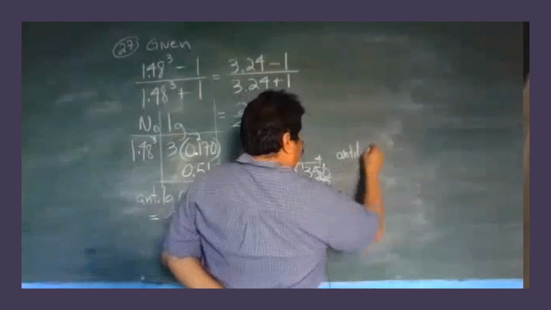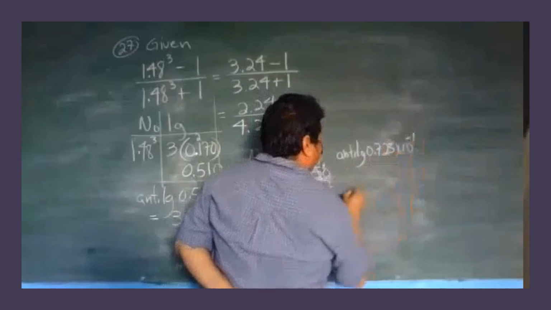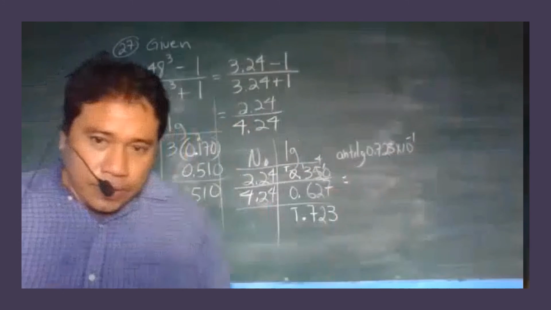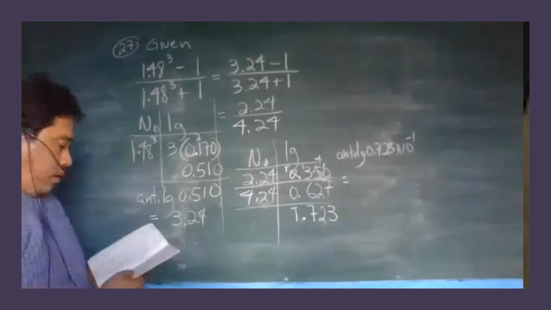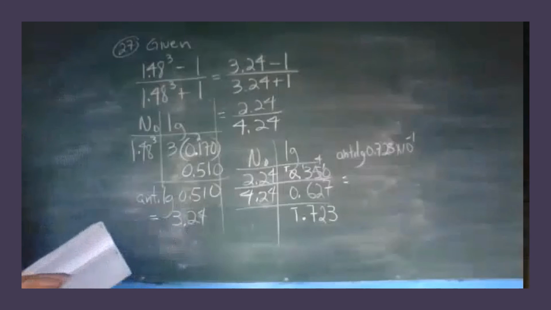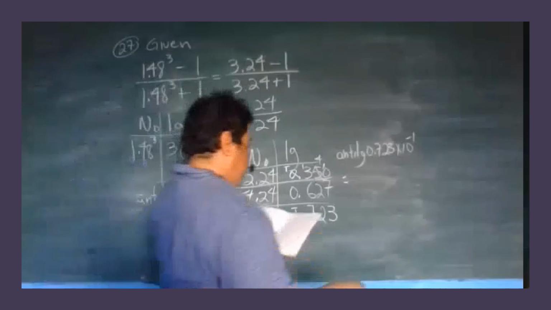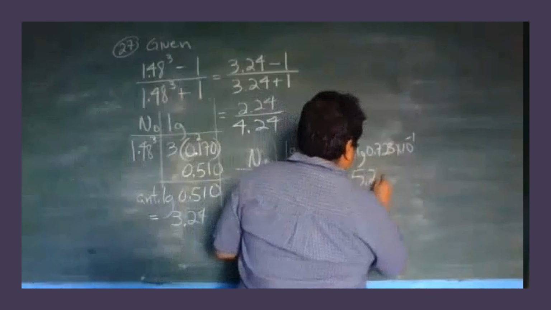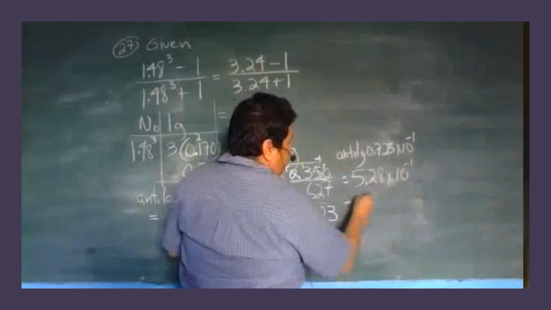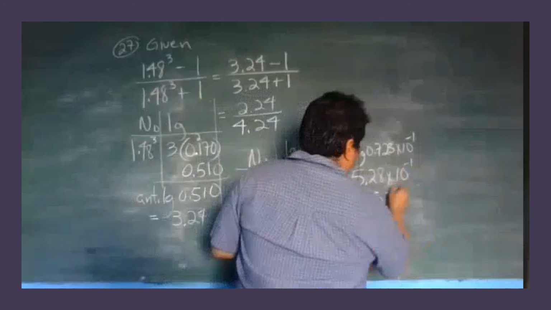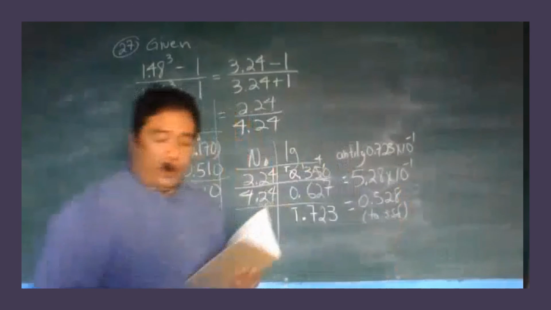So anti-log of 0.723 times 10 to the negative 1. Alright. I go to my anti-log table. 0.72 primary column, 3 primary row is 5.28 times 10 to the negative 1, or 0.528, both of them to 3 significant figures.